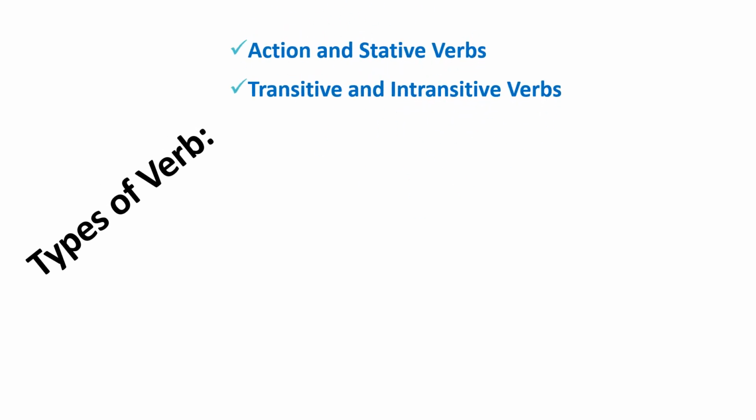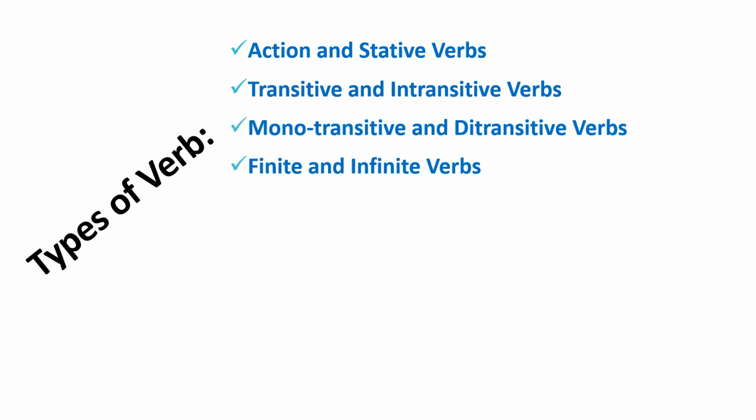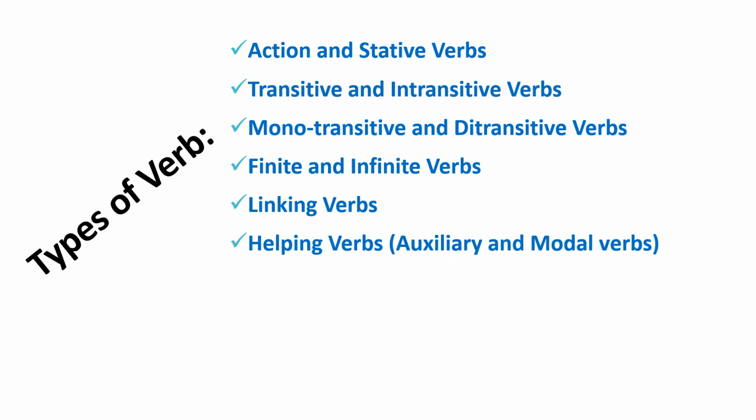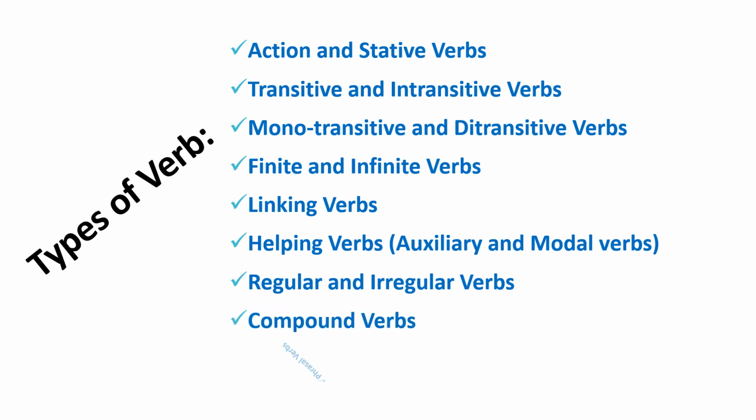Types of verbs. Action and stative verbs, transitive and intransitive verbs, monotransitive and ditransitive verbs, finite and infinite verbs, linking verbs, helping verbs, such as auxiliary and modal verbs, regular and irregular verbs, compound verbs, and phrasal verbs. Let's discuss these types in detail.